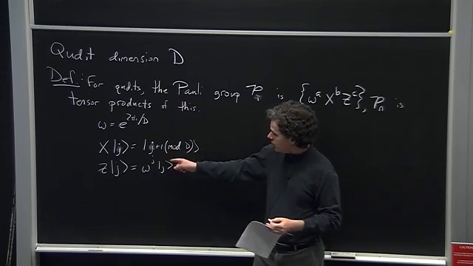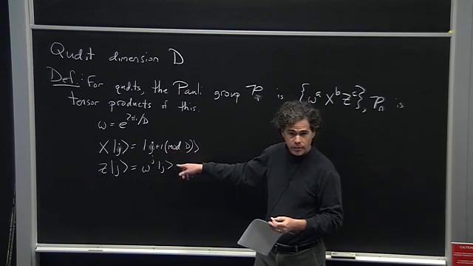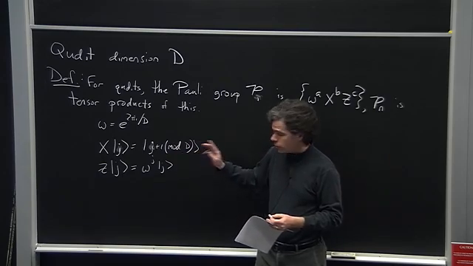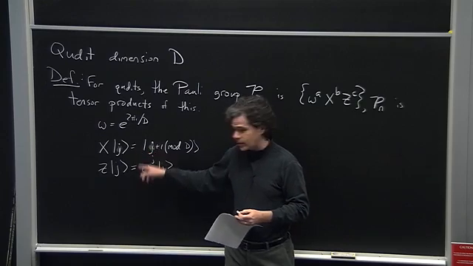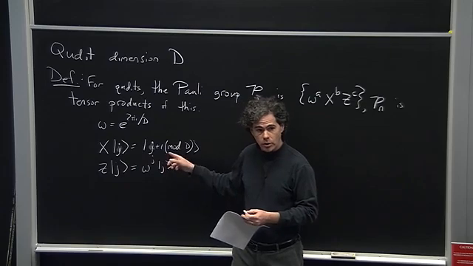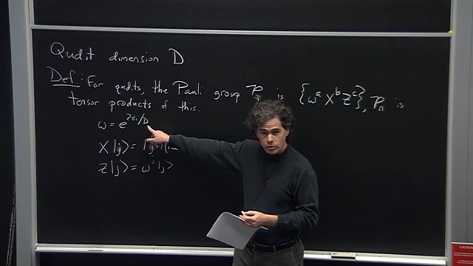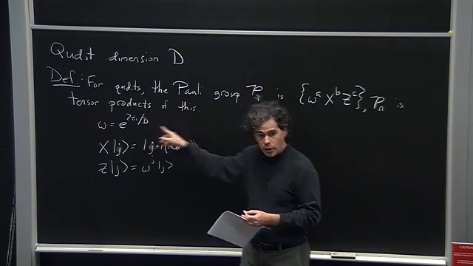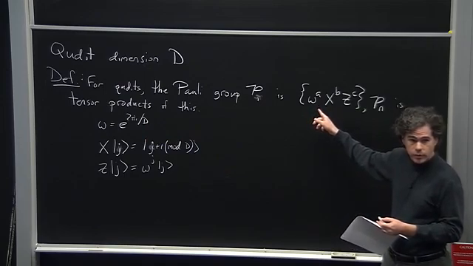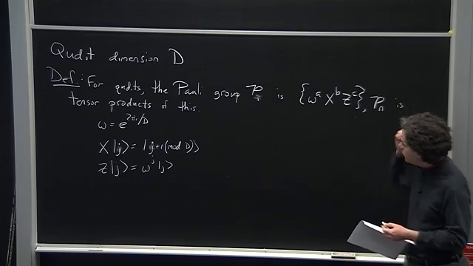You can certainly see in the case of d equals 2 that this specializes to X and to Z. But it's actually not exactly the regular Pauli group, right? Because when d is equal to 2, ω is minus 1. And so you're only getting phases plus or minus 1 here, instead of plus or minus i and plus or minus 1.